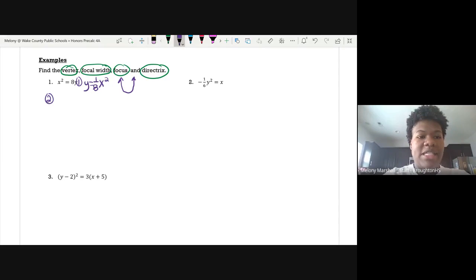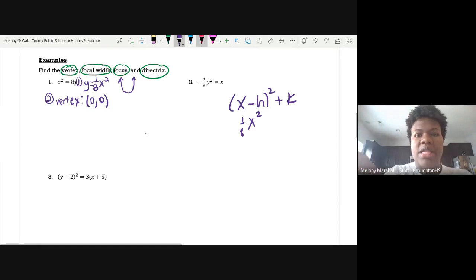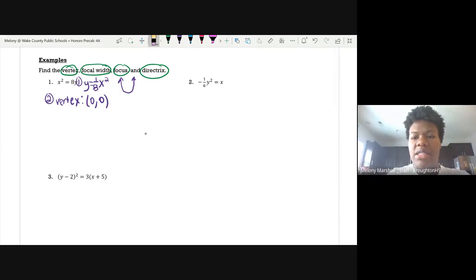Step 2 is to find the actual vertex. Since we have solved for the single variable, which is y, it's now in vertex form, h comma k. With parabolas, it's x plus or minus h squared plus k. Well, we only have x squared and we have 1/8 in front of it. So there's literally no minus h. There is no plus k. So when there's neither of those, that means h is 0 and k is 0. And so that is our vertex.